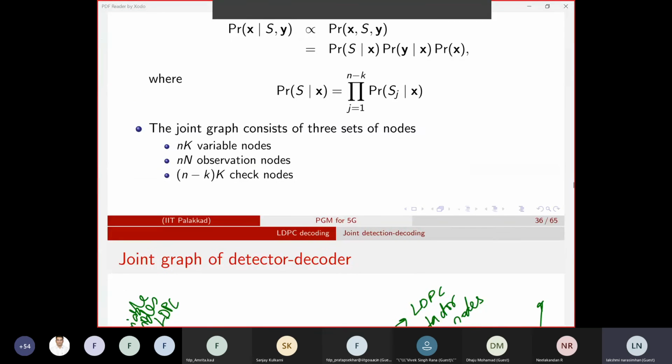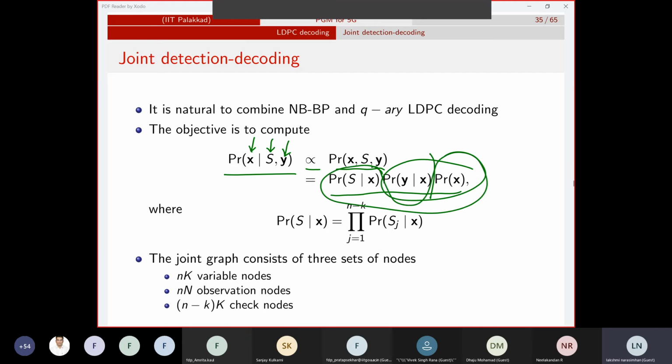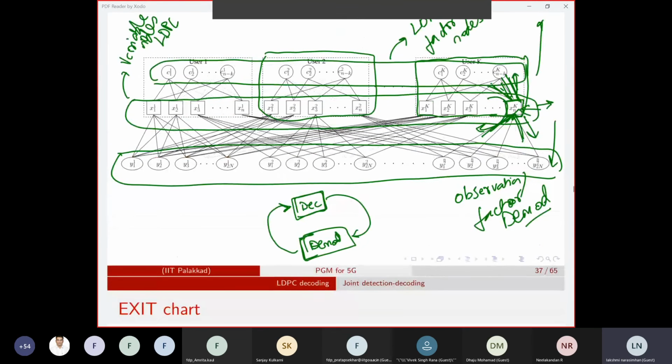The final graph, this big graph that we construct, is once again based upon the a posteriori probability. So we have this as the likelihood, where x is the actual variable node, s is the set of check nodes, and y is the observation. We can write this as proportional to this joint probability. Once again, we factorize it into three different factors. Remember, till earlier we had either this or only this. Now we have three different sets of nodes: S one set of nodes, Y another set of nodes, and X another set of nodes, and we are combining them together.